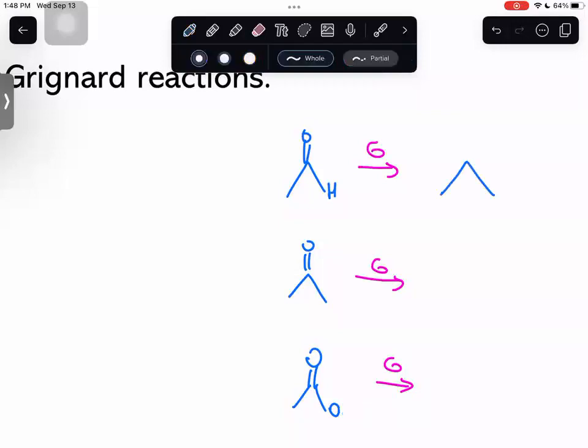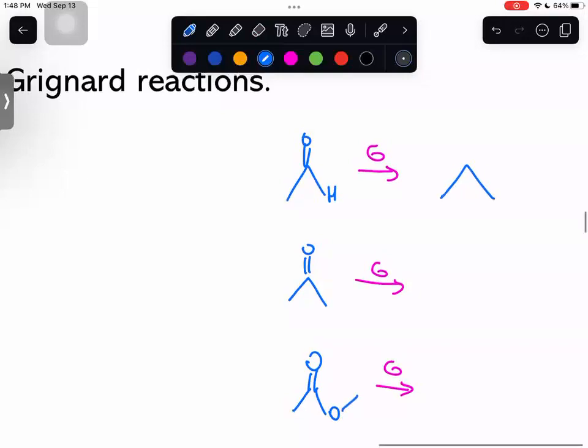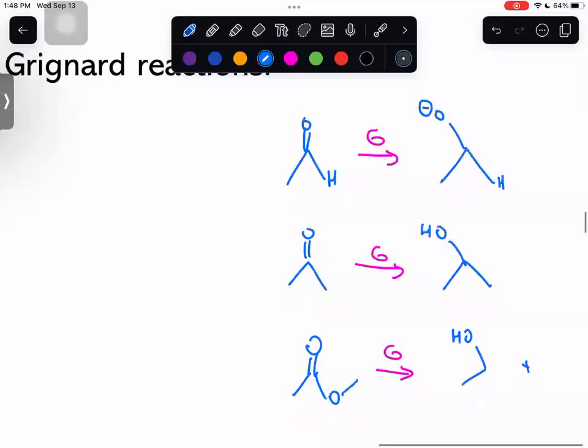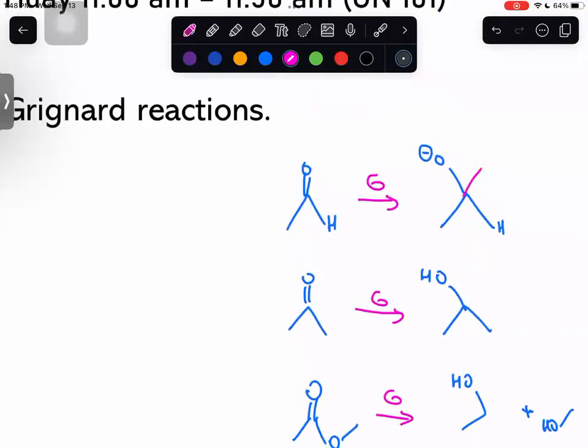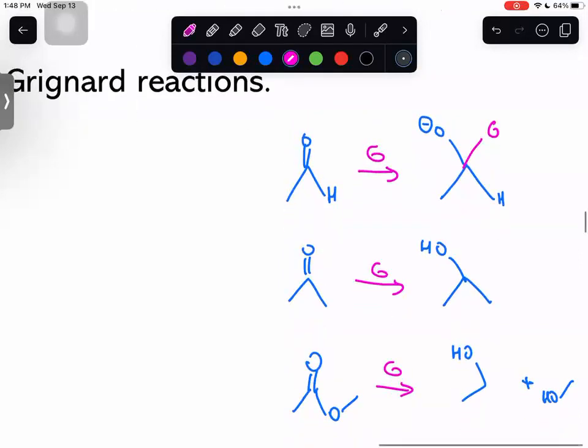So we have that little O minus, we have H, we have OH, and then we have OH. But what are we adding? What's our Grignard? It's gonna be the carbon chain, so CH3MgBr, CH3. Exactly. And now Grignard gets added here. I shouldn't have put that negative charge there because I'm showing you the products.